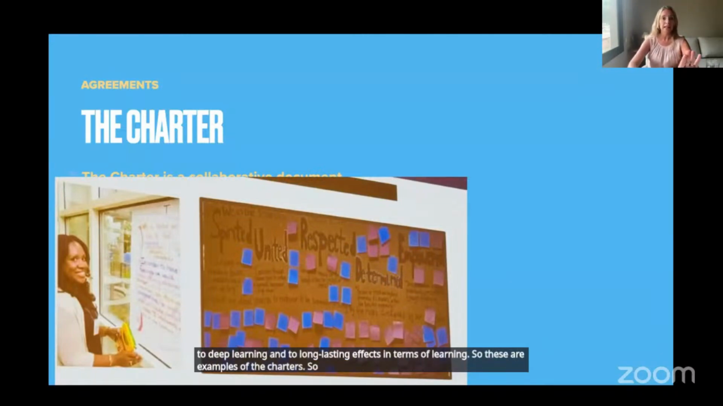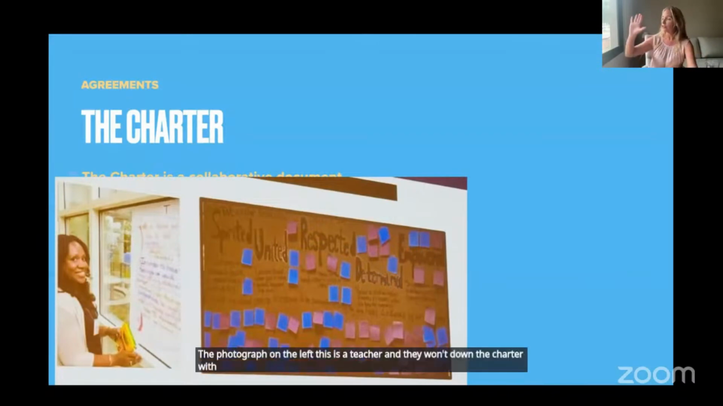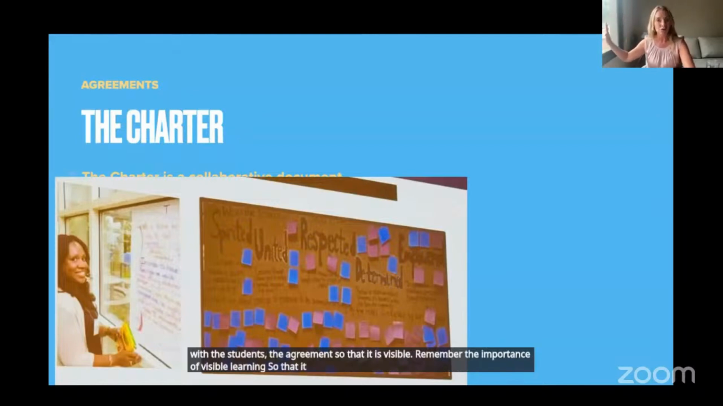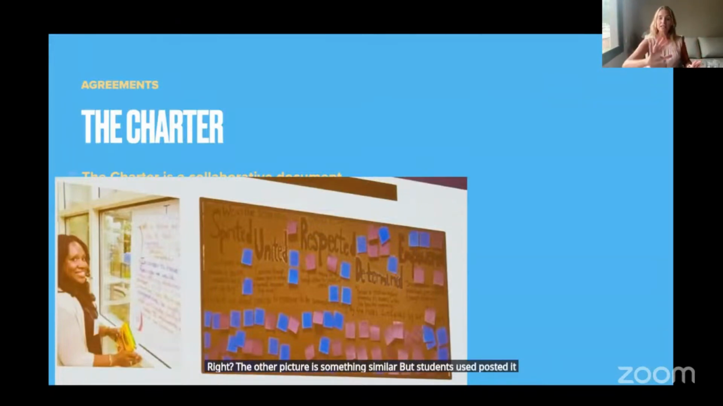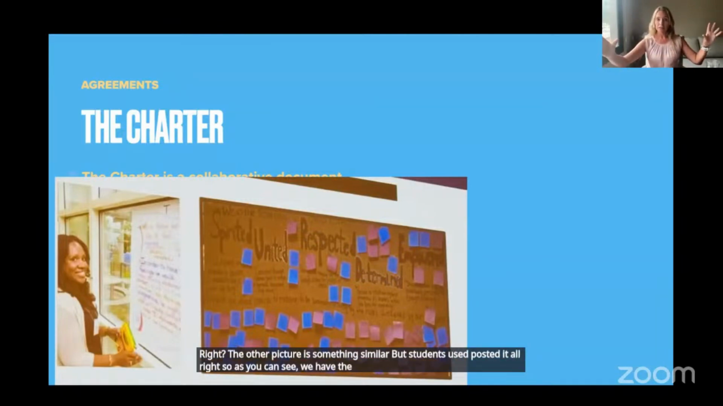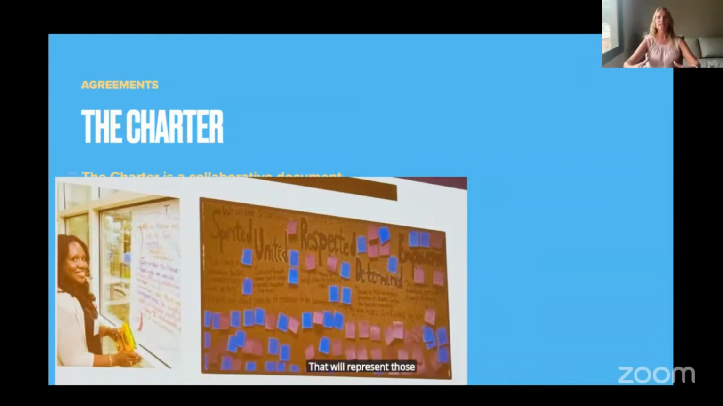So in this case, for example, the photograph on the left, this is a teacher, and they wrote down the charter with the students, the agreement, so that it is visible. Remember the importance of visible learning, so that it's visible in the classroom, right? The other picture is something similar, but students used Post-its, all right? So as you can see, we have the most important drivers, the most important values for this group that are spirited, united, respected, empowered, determined. And then students shared their actions that will represent those values for this class.